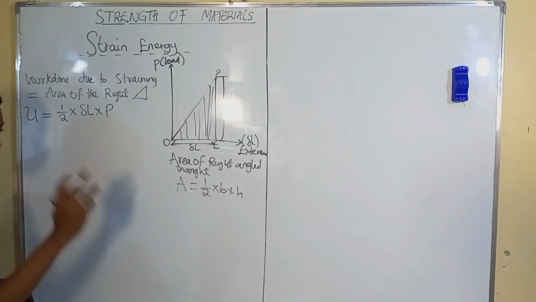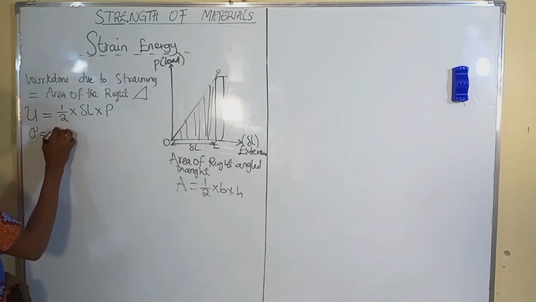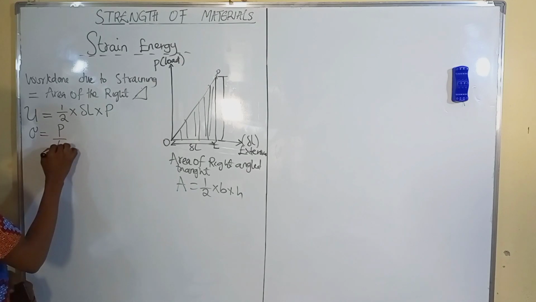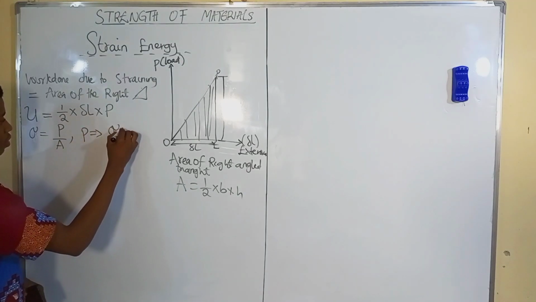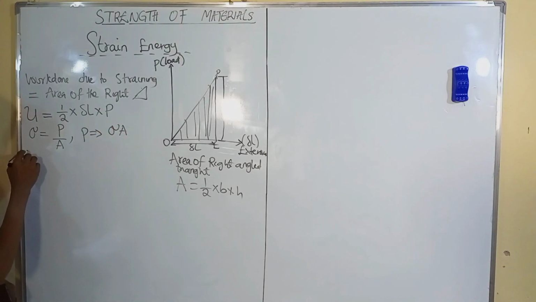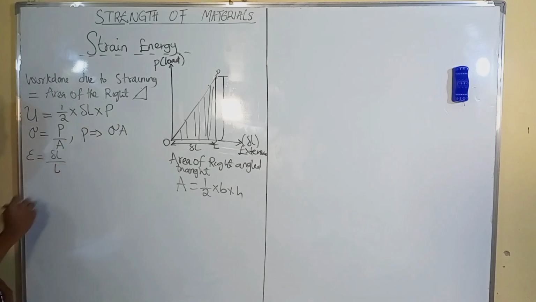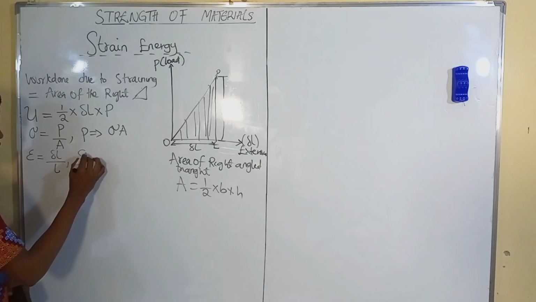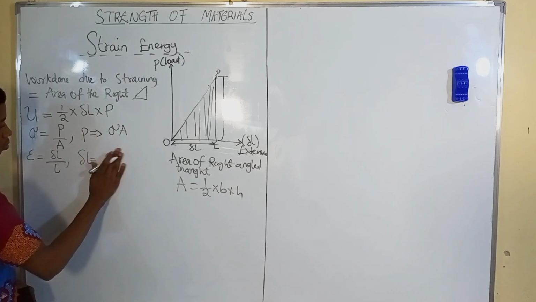Now from our last video, we said that stress is equal to the load over the area. So let's make the load the subject of the formula: the load is the stress multiplied by the area. We also know that strain is equal to extension over original length. Let's make extension the subject: extension is the strain multiplied by the length.